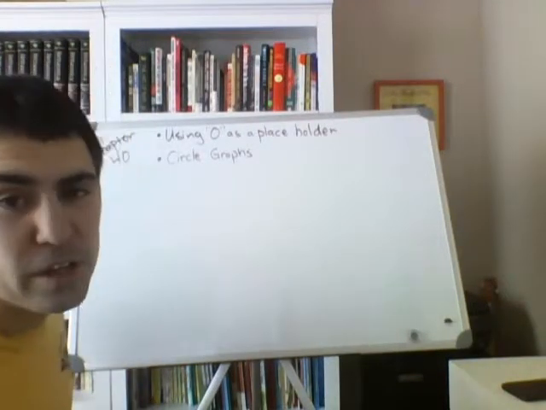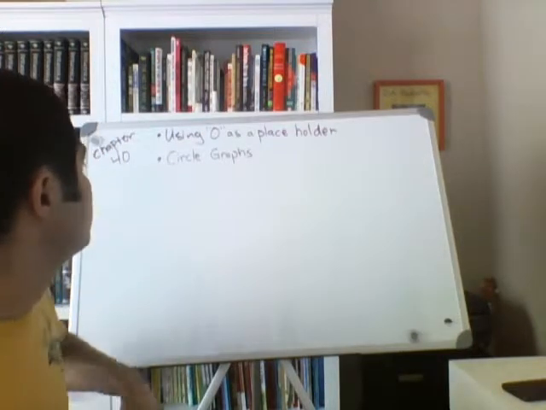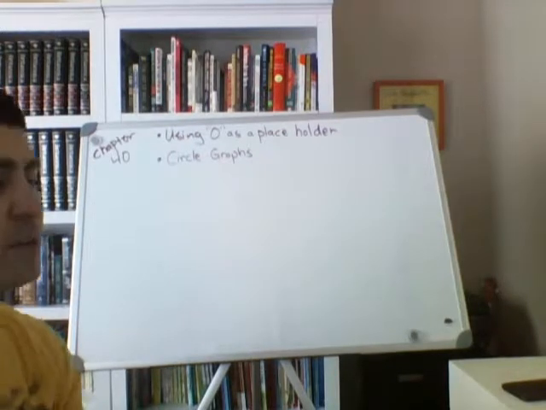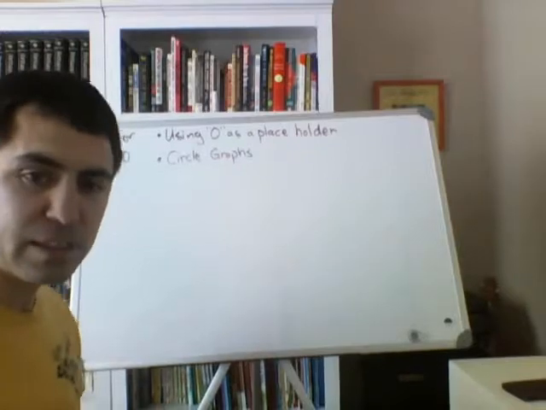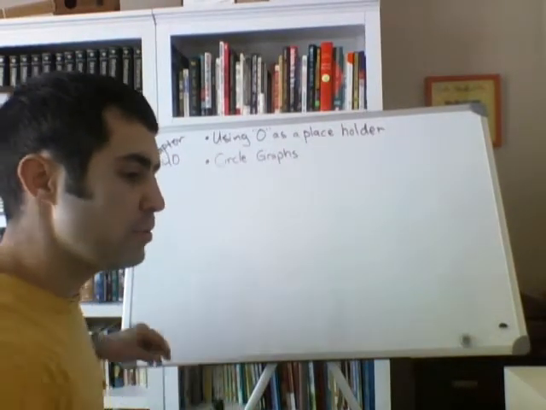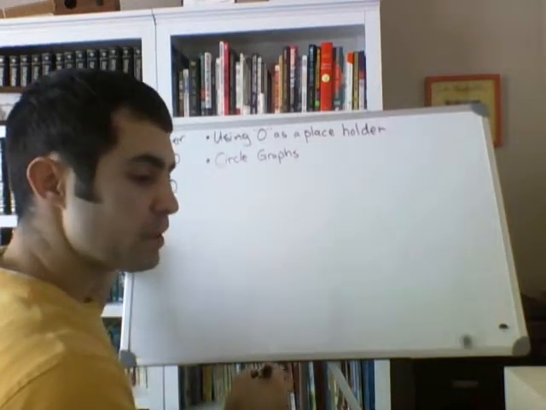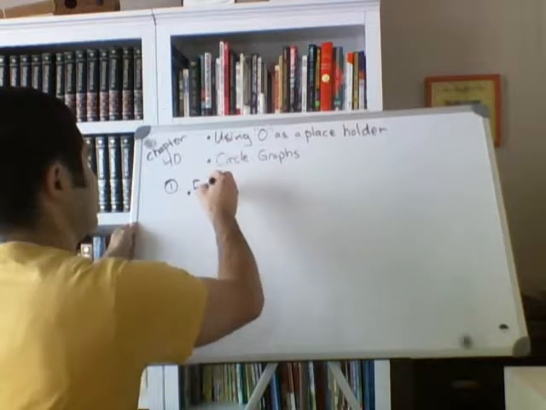Alright, Chapter 40, using 0 as a placeholder and circle graphs. Using 0 as a placeholder is a very easy concept, so we won't spend tons of time on it. But it's basically exactly what it sounds like. So example number 1 says to subtract 0.32 from 0.5. Let's see.